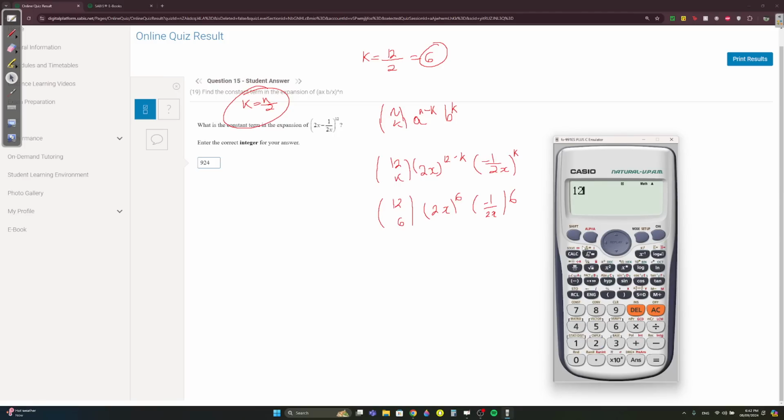Calculator, 12C6, 924. And without having to solve, this minus becomes positive because it's an even power, and it's 1, so we don't really care. But this 2x to the power of 6 will cancel with this. Once you substitute, it's going to be 2x to the power of 6 and minus 1 to the power of 6. The 2x to the power of 6 will cancel, and minus 1 to the power of 6 is just 1. So we're not left with anything except this 924, because these cancel with each other. So your answer will be 924.